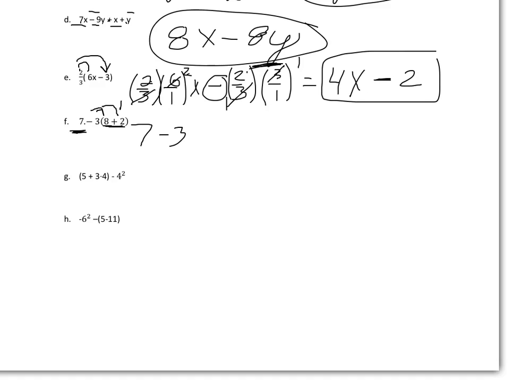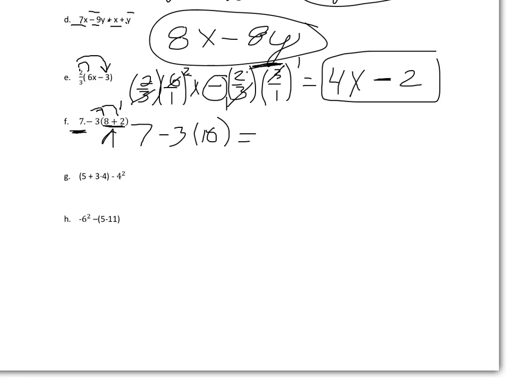So following the order of operations, we want to add what's in the parentheses first. So 8 plus 2, that's 10. So it would work if we distributed the negative 3 first, but I think it's going to be easier if we just go ahead and combine those. So 8 plus 2, 10. So you have 7 minus 3 times 10.